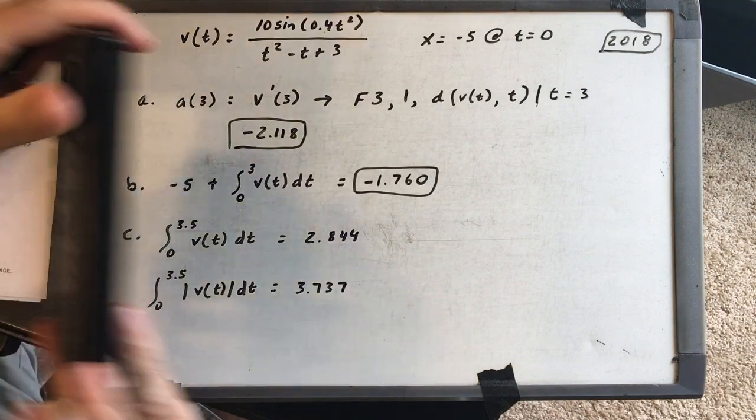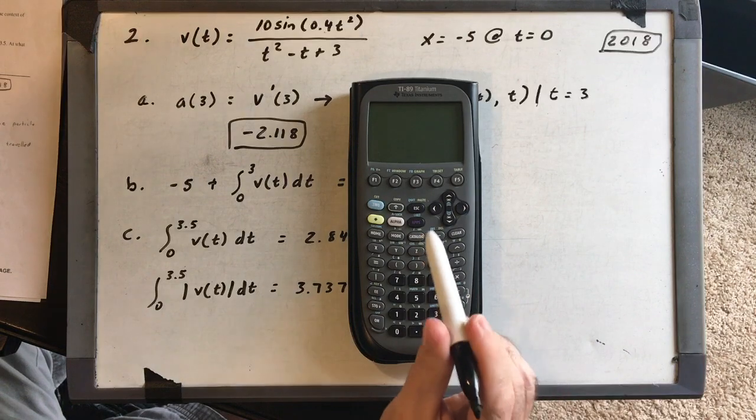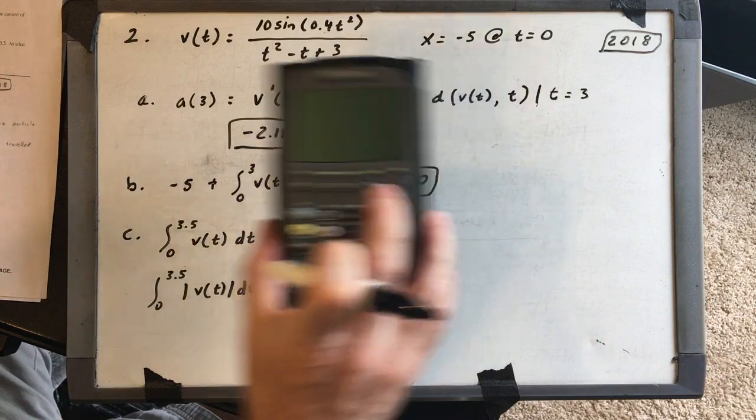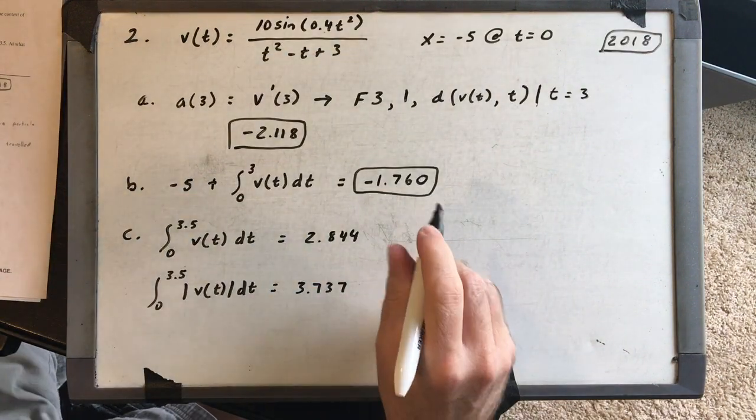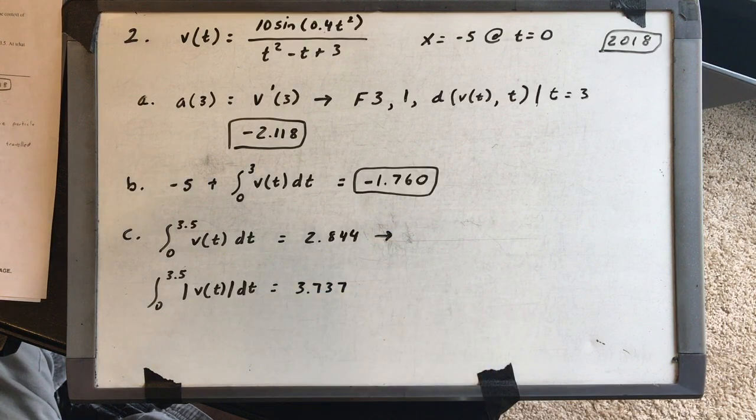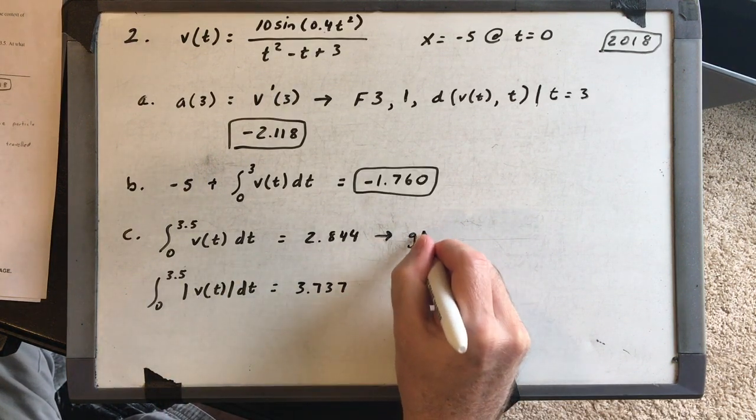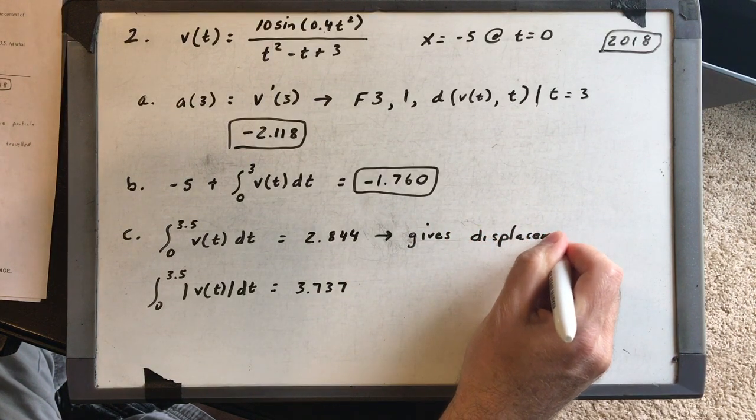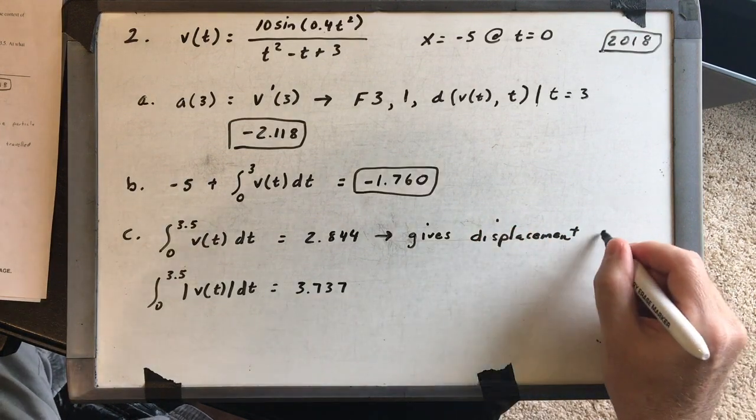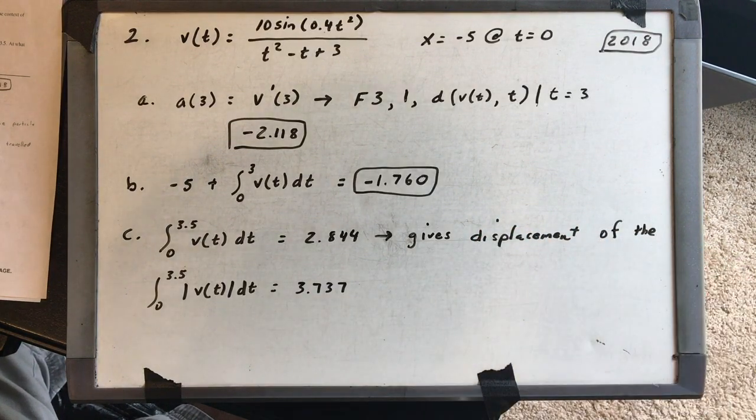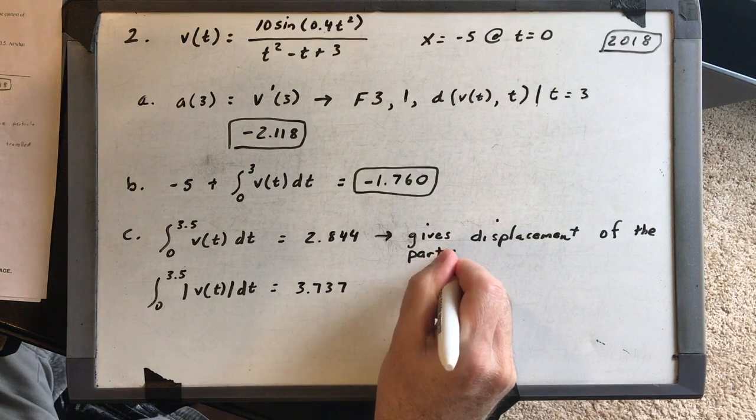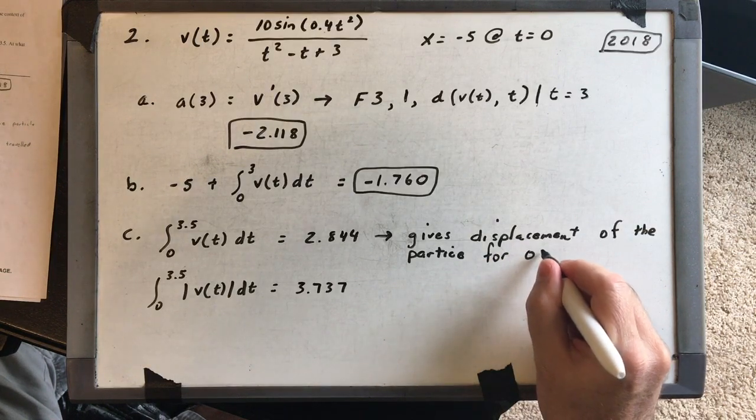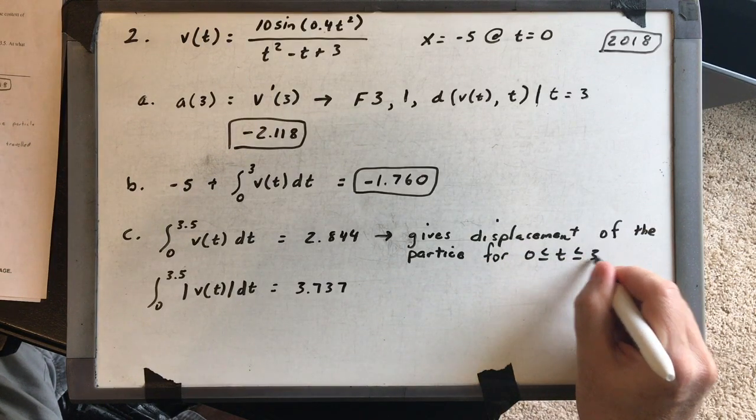Now remember, to get the absolute value, you have to go to the catalog function, right above z, and ABS is the absolute value. It's basically the very first one. We have to explain what this means. If you don't do the absolute value, that just gives the displacement of the particle for the time 0 to 3.5.